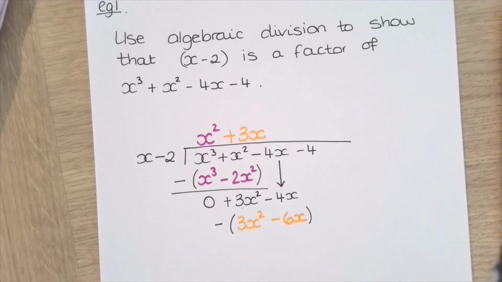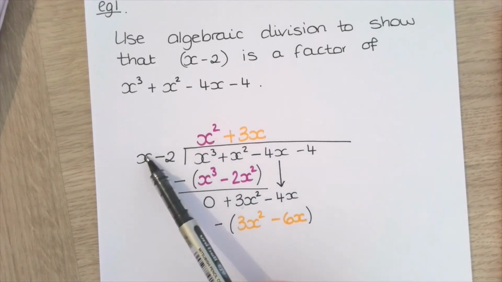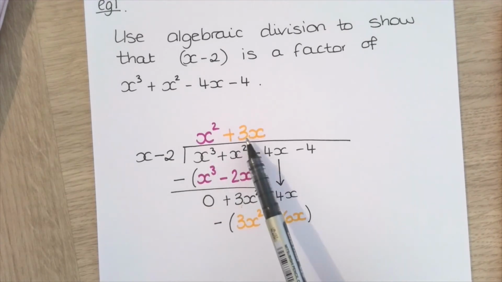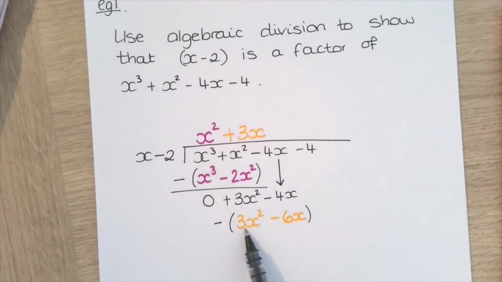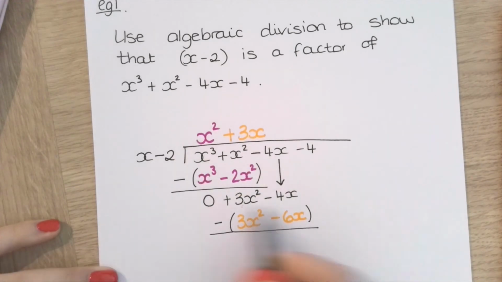Something to just take note of, when you are doing the multiplication, so x squared times x to get me this x cubed, it should always be what you have above. So when I did 3x times x got me 3x squared, it's what I should get here. So that's just something to be aware of. Okay, so I've multiplied this by that, and I'm just going to subtract this.